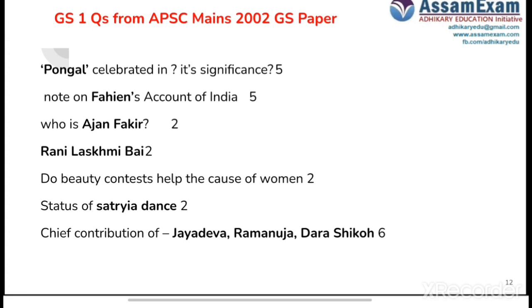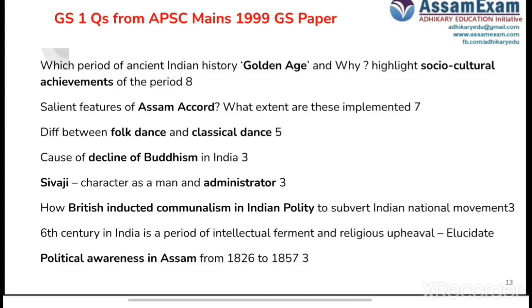Next question, status of Kshatriya dance. As we told earlier also, all the important dance and musical instruments, and cultural practices, all the things which are important and significant in Assamese society should be studied well. Questions can be: which period of ancient Indian history is considered as the golden age and why? So it is referring to the Gupta era.